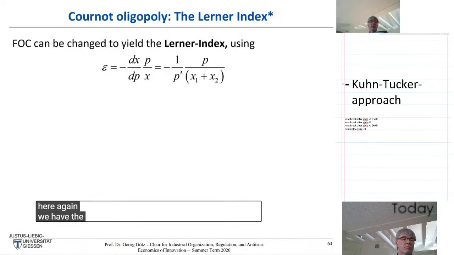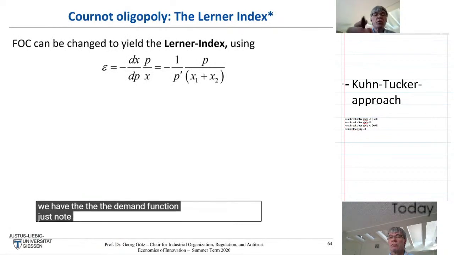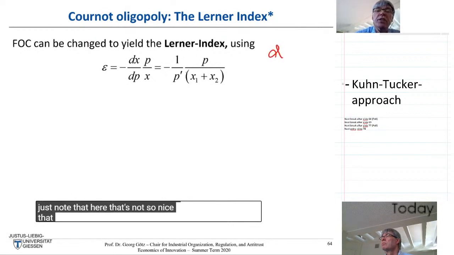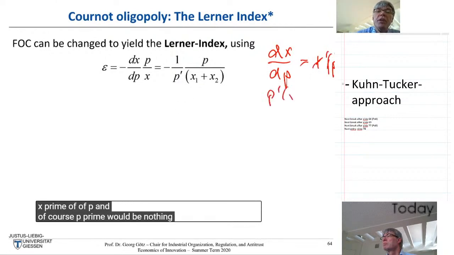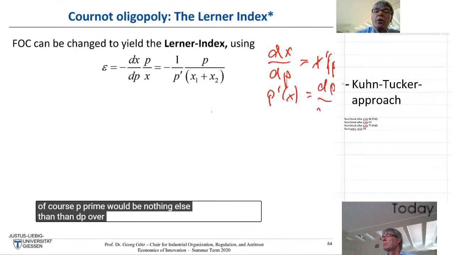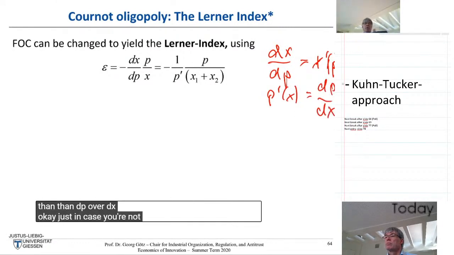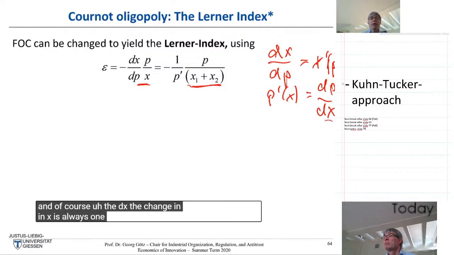Again, we have the demand function. Just note that dx/dp is nothing else than x prime of P, and of course P prime would be nothing else than dP over dx. Just in case you're not familiar with this notation. The important point is that all these x here is just the aggregate output, x1 plus x2. And of course the dx, the change in x, is always 1, and if the output of one firm changes by 1 unit, aggregate output also changes by 1 unit.